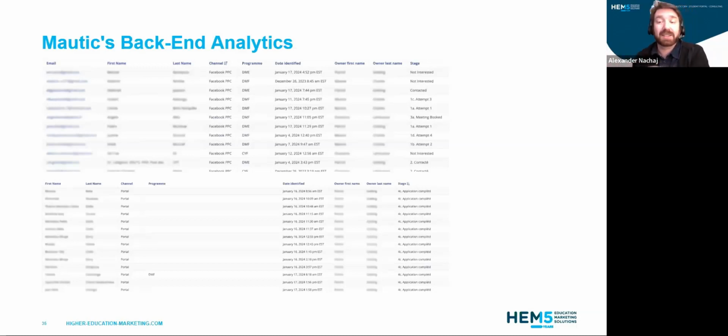So the stage column is really important because we can see that some people marked not interested. Obviously, you don't need to focus too much on them anymore. You can see the progress of other people who had a call attempt or an email attempt. Some were contacted. Some have got their first meetings booked. A lot of them, in the second table below, we can see that they even completed their application.